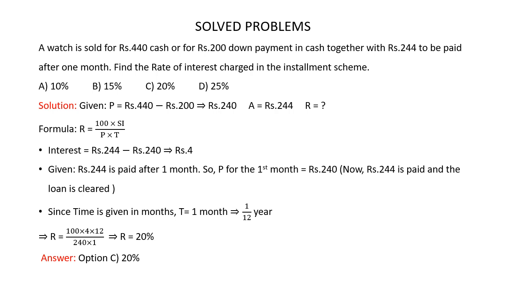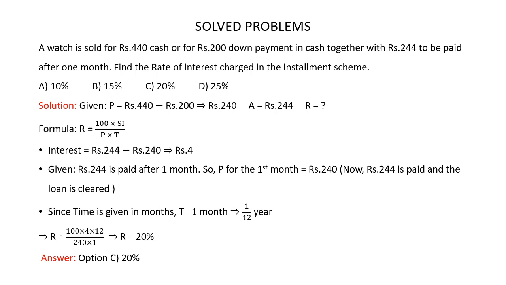Now let's look at the principal. Now it's given that rupees 244 is paid after 1 month. This means rupees 244 is paid at the end of the first month. So since we know that the principal is rupees 240, the principal for the first month remains rupees 240 because rupees 244 is paid after 1 month. So principal for the first month is rupees 240 and at the end of the first month rupees 244 is paid and the loan is cleared.